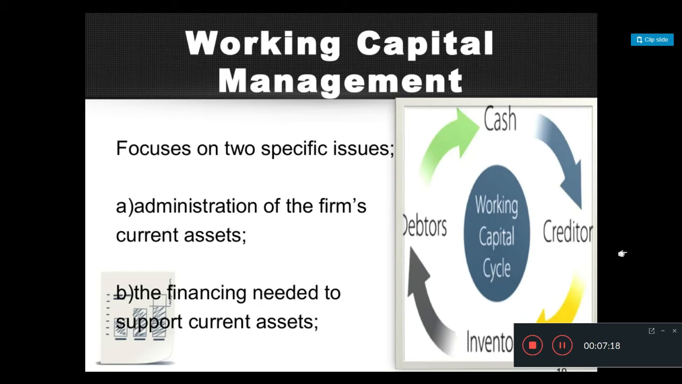The second type of working capital is net working capital. Net working capital is the difference between gross working capital, that means the current assets of a company, and the current liabilities. A positive working capital indicates that the assets are more than the liabilities, which signifies that the company is in a better position to meet its current obligations. However, negative working capital signifies liabilities exceeding assets, which indicates that the company is facing financial distress.